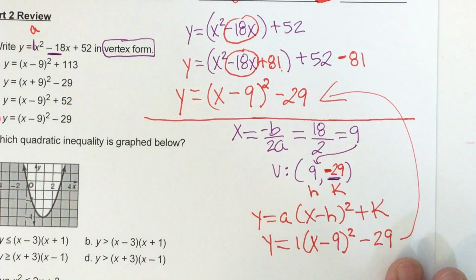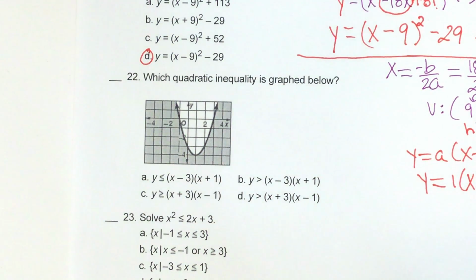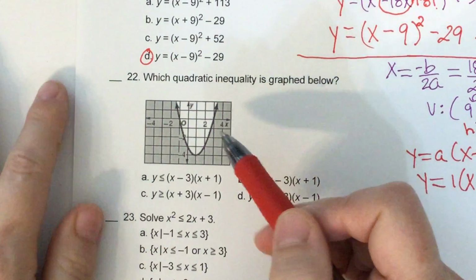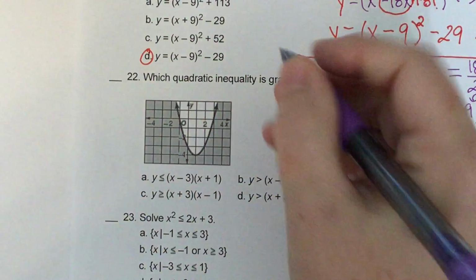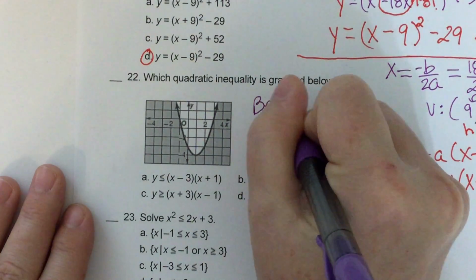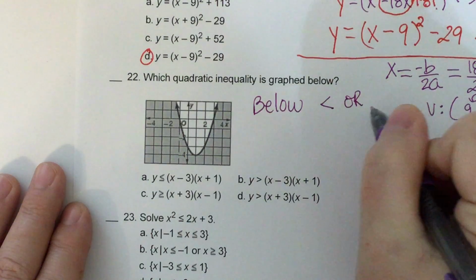Okay, 22. It says, which quadratic inequality is graphed below? Okay, so let's just do a few things real quick. Is the shading above or below that graph? The shading is below. So I need a less than or equal to.